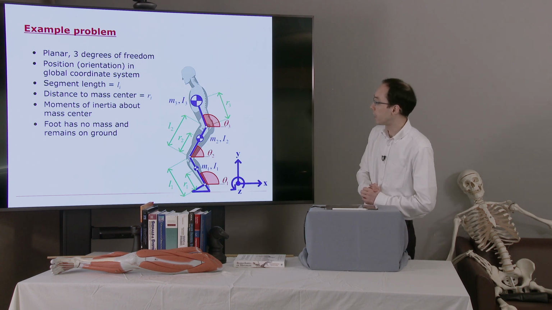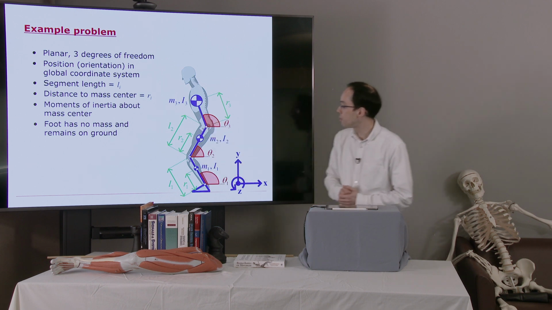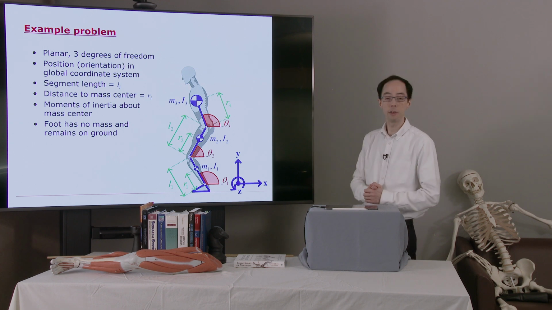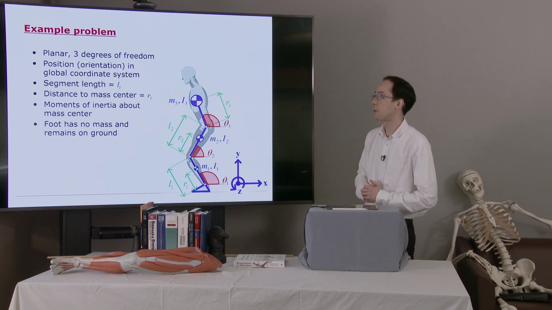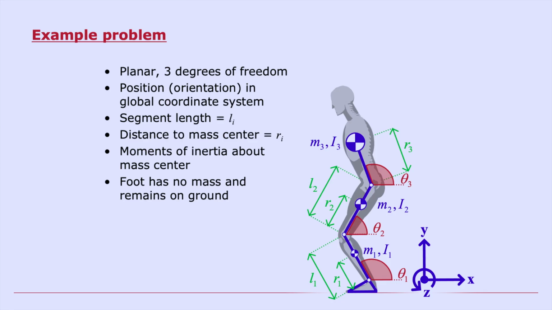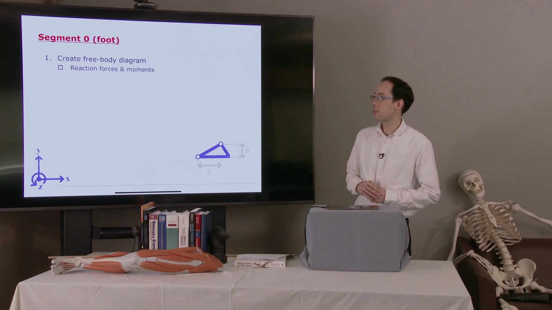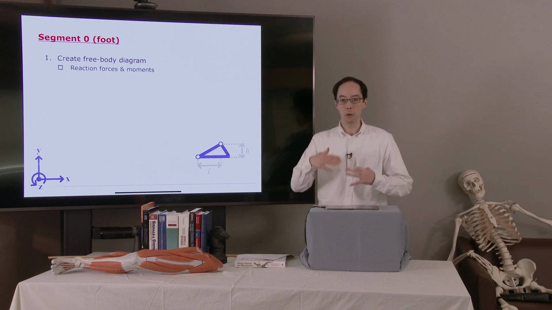We have lengths, L1, L2, R1, R2, R3. We'll assume we have these measurements somehow, either by measuring from our subject or estimating somehow. We'll need masses and inertias for each of our body segments. And as I said before, we'll assume the foot remains on the ground. We can assume it's massless as well. All right, let's start off looking at the equations at the foot. So we'll work our way up.